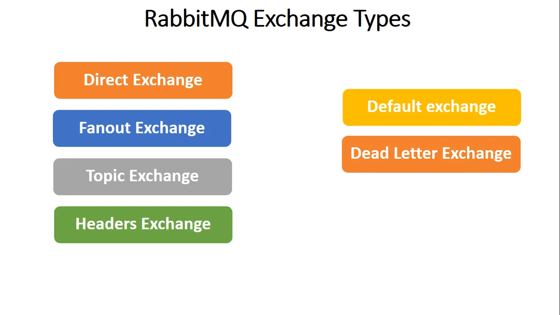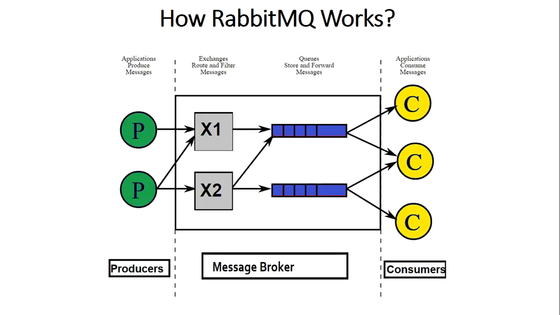As I explained, I'm not going into the nitty-gritties and much of the granular details of these exchange types. I will try to make another video in future with examples for all of these exchange types and how they work. Now at a high level, let's look at how RabbitMQ as a message broker works.